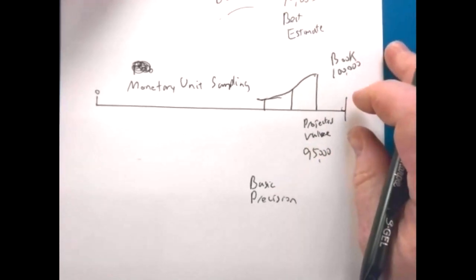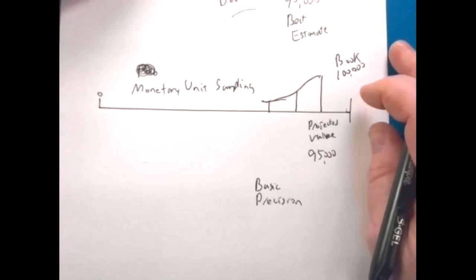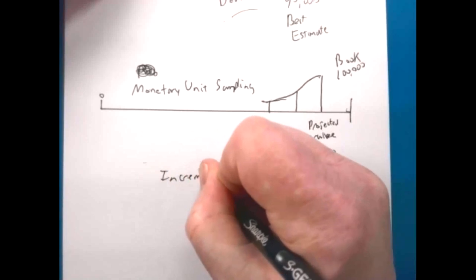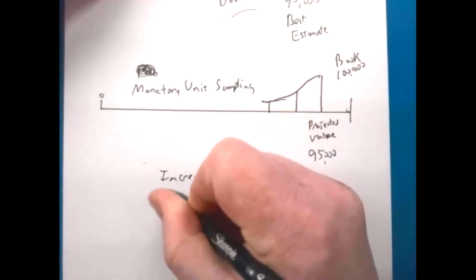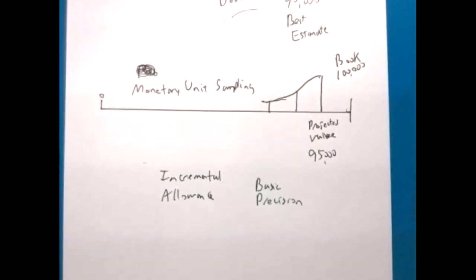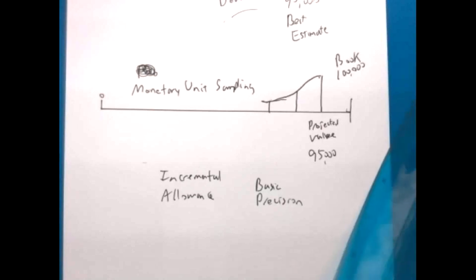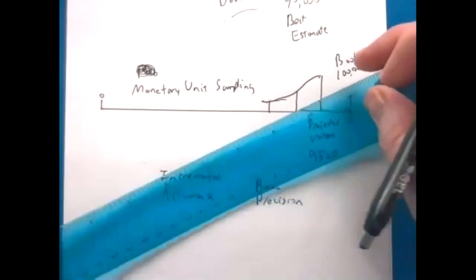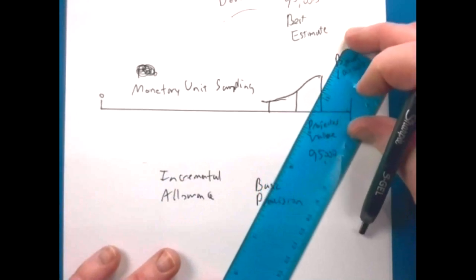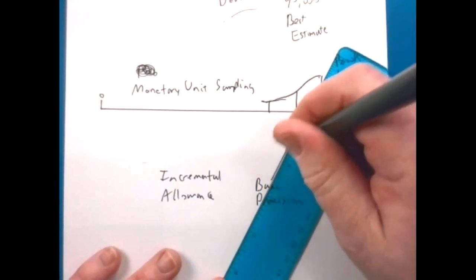Basic precision and the incremental allowance. The problem is I've got a blue ruler and a blue mat here, so I've got to find it. Okay, so basic precision is kind of like the first one.